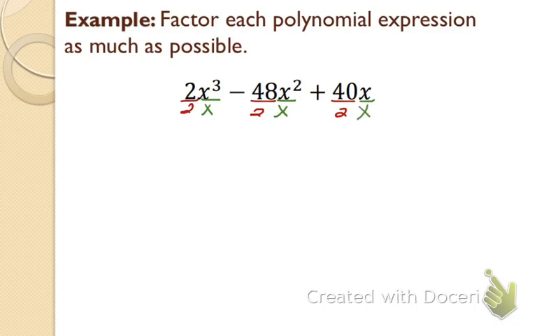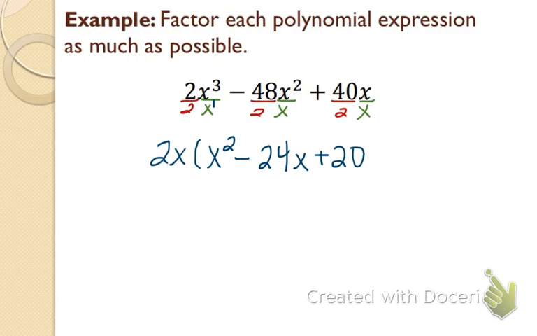So I'm taking out a 2x, and what we have remaining is 2 divided by 2, because I'm factoring out a 2, is 1, but we don't need it. X cubed divided by x, we're subtracting an x, so we're left with x squared. Negative 48 divided by 2. X squared divided by x, it's like subtracting an x, so you're left with 1x. And then we have 40 divided by 2, that is a positive 20. X divided by x, that reduces to 1. So that's what we have.